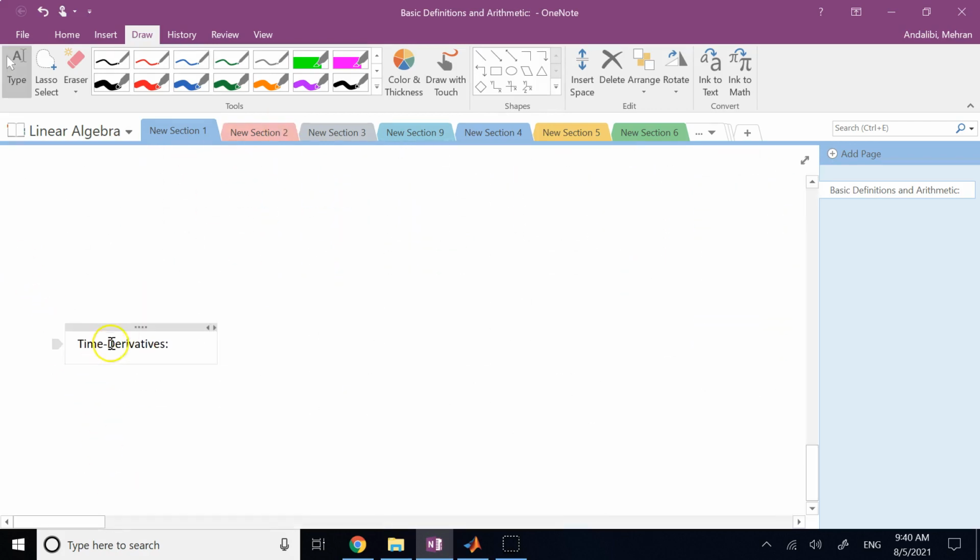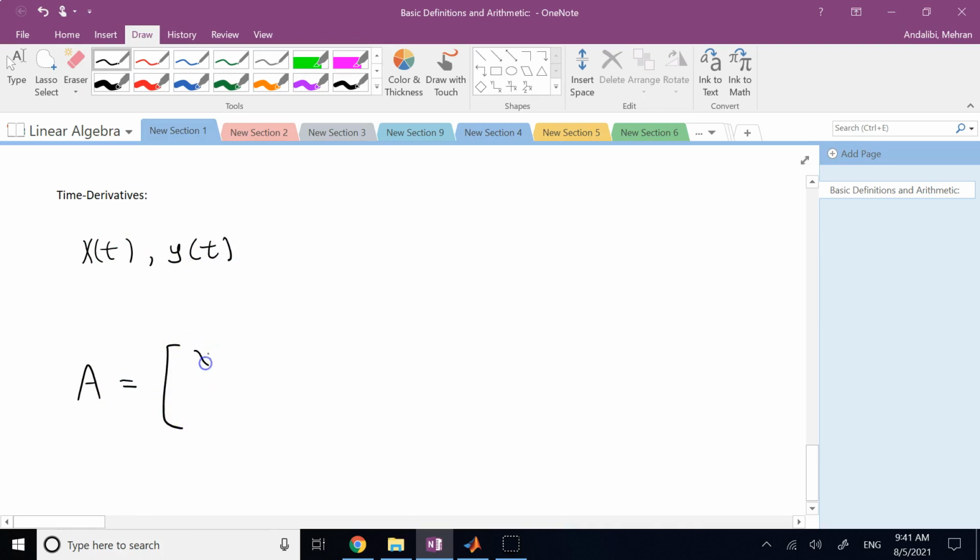Finally, time derivatives. If your matrix has elements that are not constant numbers, or some of them might be, but some of them are, let's say, functions of some variables that themselves are functions of time. Let's say, for example, you have x as a function of time and you have y as a function of time. Then if I say your matrix A is something like this, x squared, and then xy, and then 3, and then let's say negative y.